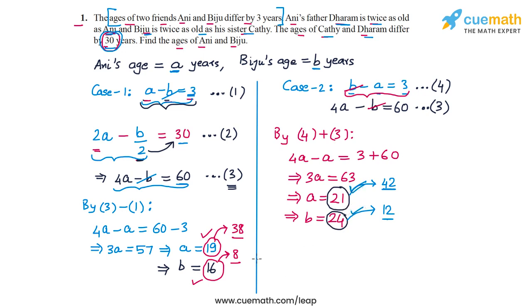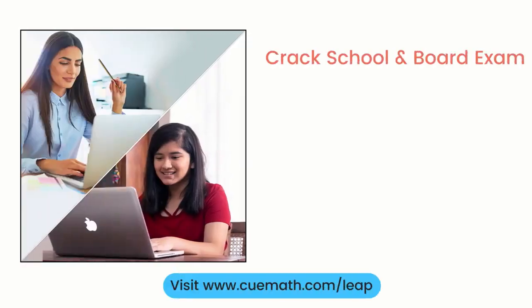So to summarize, there are two possible answers in this problem. Answer 1 is that Ani's age is 19 years and Biju's age is 16 years. And answer 2 is that Ani's age is 21 years and Biju's age is 24 years. Both answers are correct.